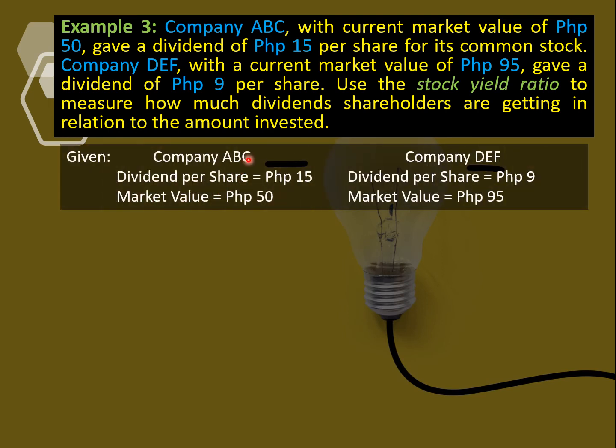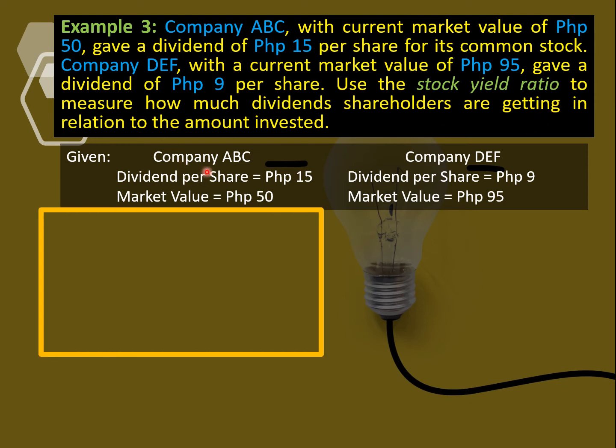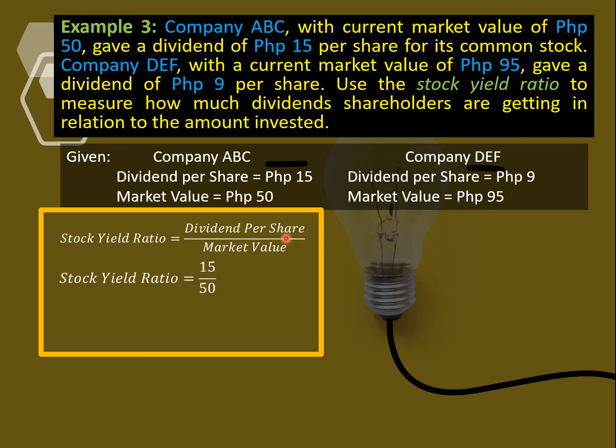So, for company ABC, ito yung given. For company DEF, ito naman ang given niya. So, in this case, since we're talking about stock yield ratio, the formula, start tayo sa company ABC, is equal to dividend per share divided by the market value. Then input natin yung given values. So, for the dividend per share, we have 15 pesos. For the market value, we have 50 pesos. Then, 15 divided by 50, that is equal to 0.3 or equal to 30%.